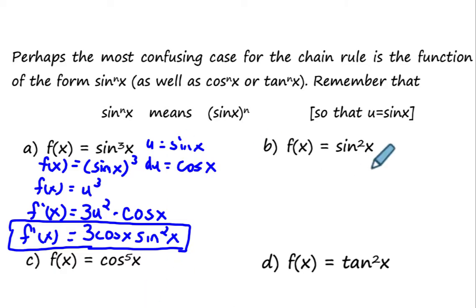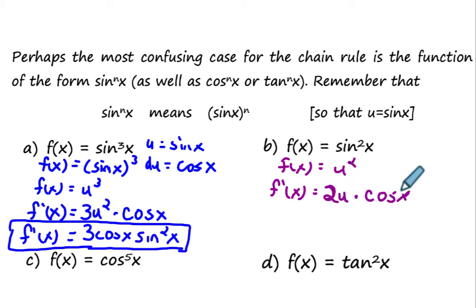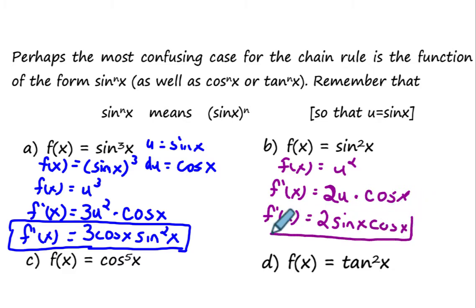In example B, my u is also sine of x, so I've already figured out u and du, so I'm going to rewrite this as u squared. So my derivative would be 2u times cosine of x. Replacing u in terms of x, my derivative final answer would be 2 sine of x times cosine of x.